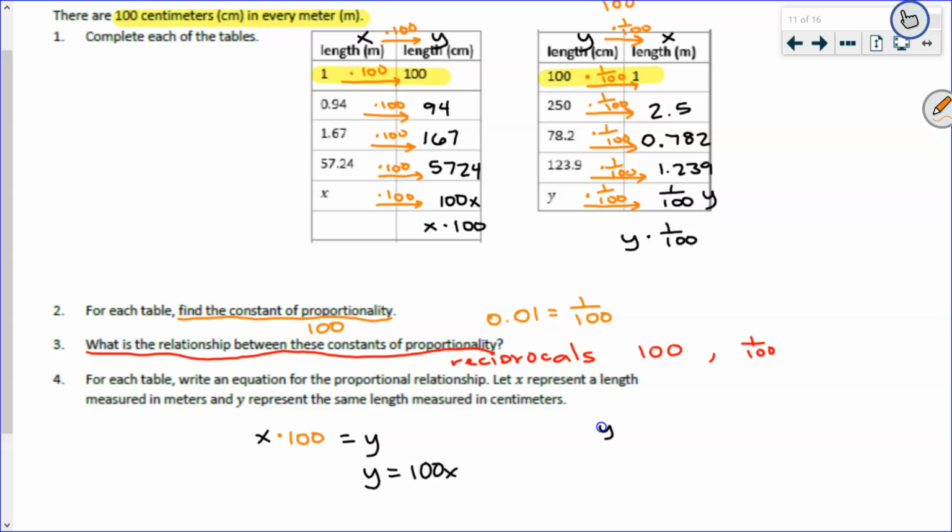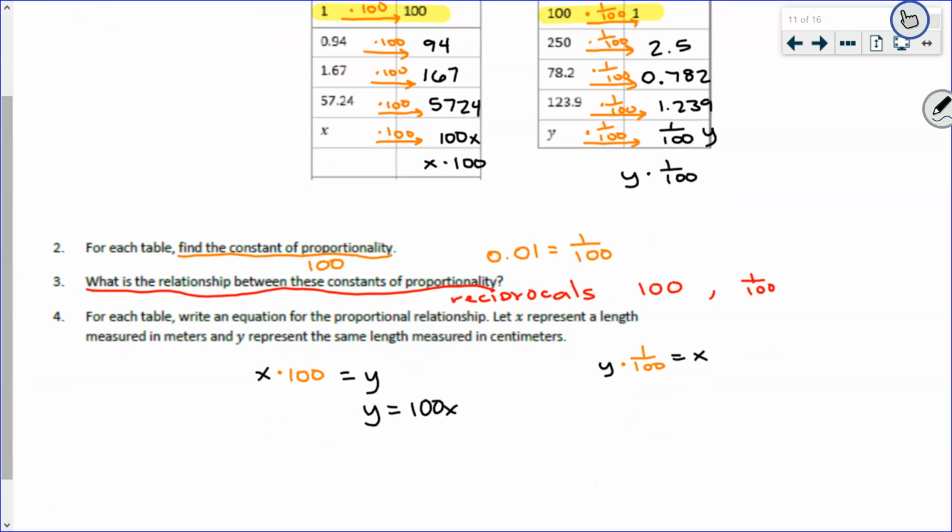Y multiplied by 1/100th is equal to x. And again, we can always write this in different ways. We can say x equals 1/100th y. And you could also use the 0.01 instead.